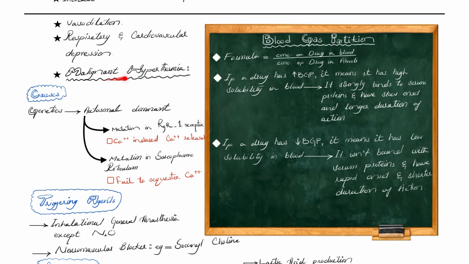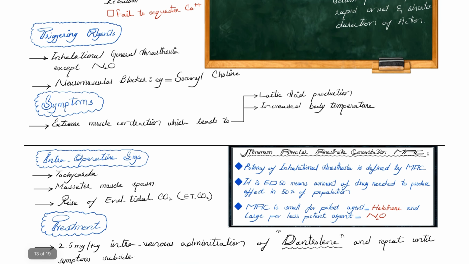And one important side effect of inhalational general anesthesia is malignant hyperthermia. What is the cause of malignant hyperthermia? There is genetic predisposition, it is autosomal dominant, and there can be a mutation in ryanodine receptor 1, due to which calcium-induced calcium release occurs, or a mutation in the sarcoplasmic reticulum of muscle. Therefore, the sarcoplasmic reticulum cannot sequester the calcium after muscle contraction. But in anyone with genetic predisposition, the symptoms only appear when there is exposure to triggering agents.